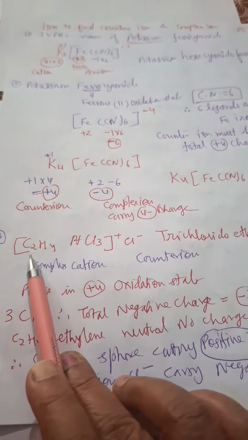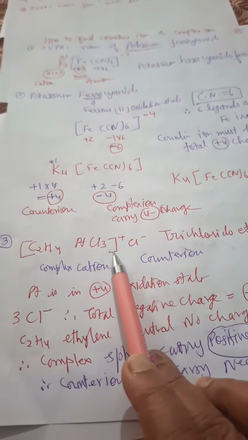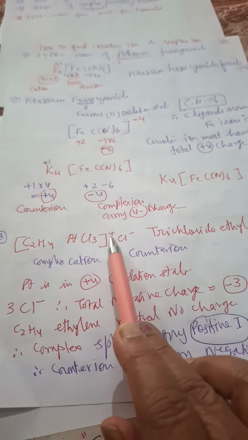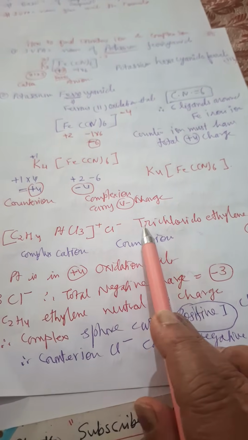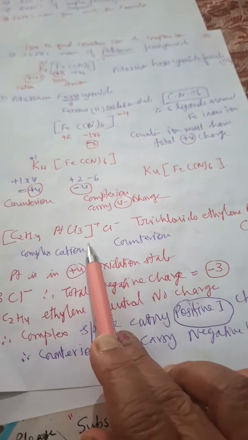Okay, now [C2H4PtCl3] complex sphere closed, it is carrying positive charge and Cl is negative. This is trichlorido ethylene. Now we will stop here.